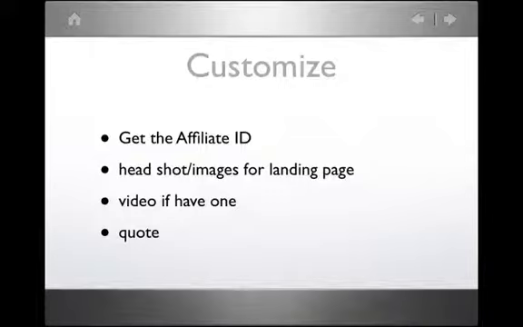to do is get the headshot and images from the affiliate for a landing page, and then a video if they have one, a quote if they have one, and basically customize the pieces of the site that we know need to be customized.